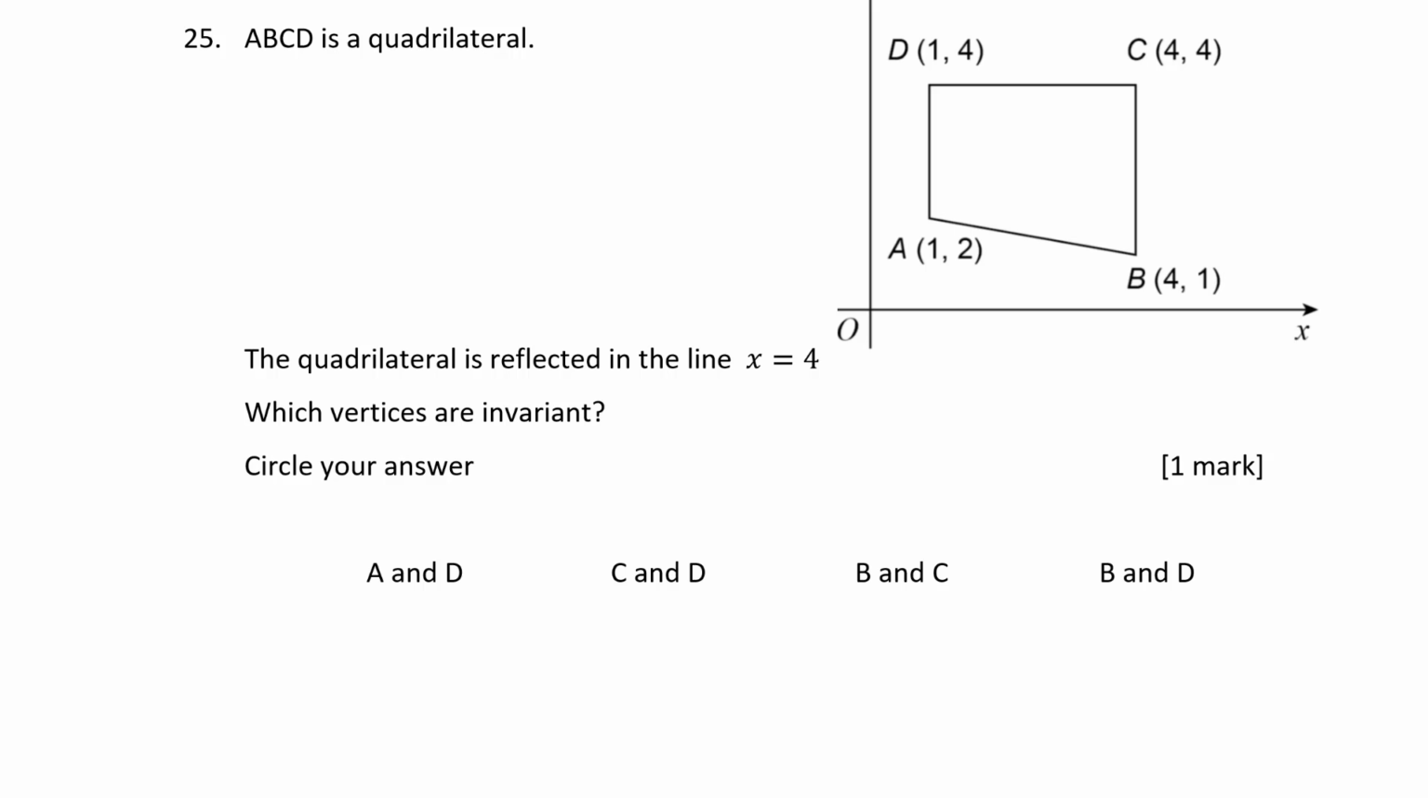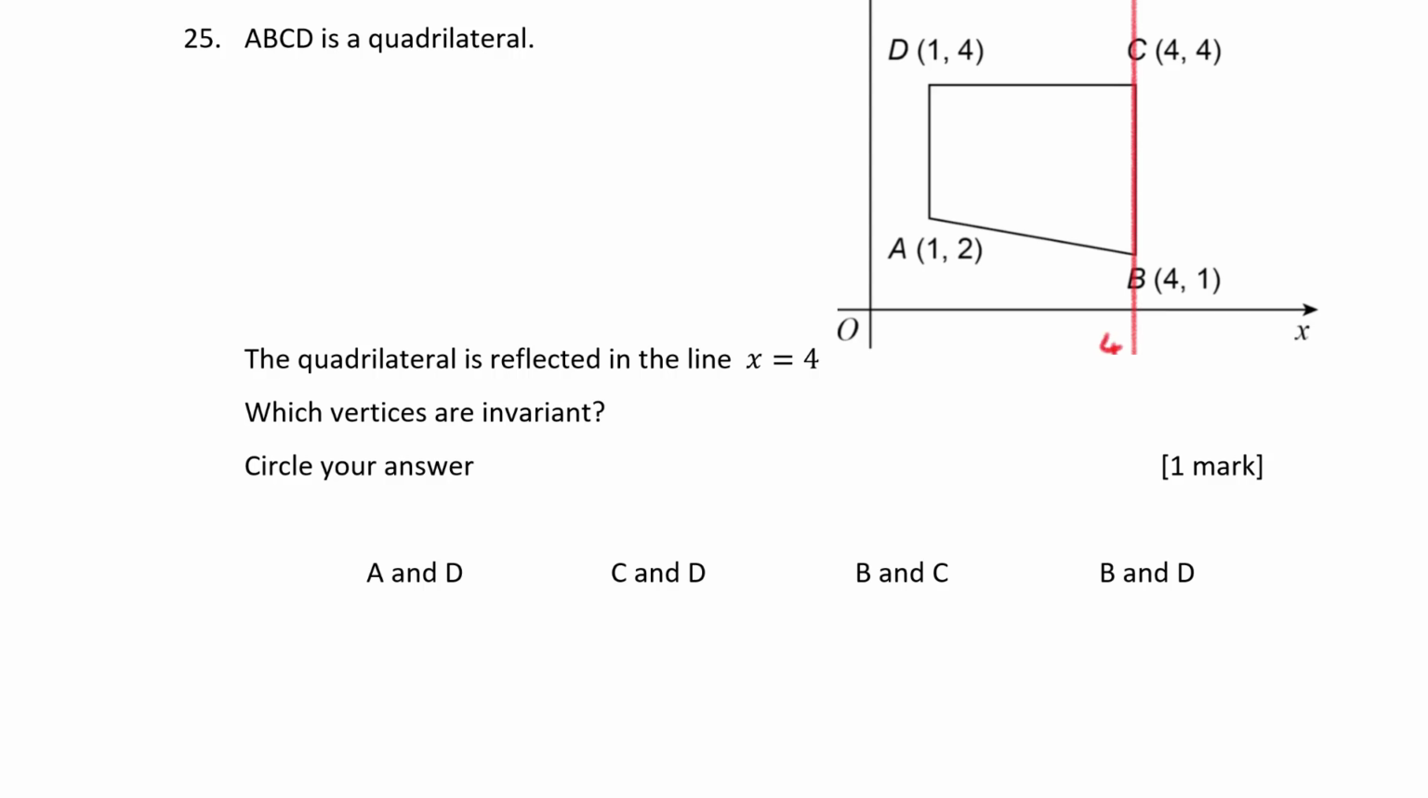Okay, so where is the line x is equal to 4? Now, you should remember that a line with the equation x is equal to something is a vertical line through that number. So it's going to be this line here, isn't it?